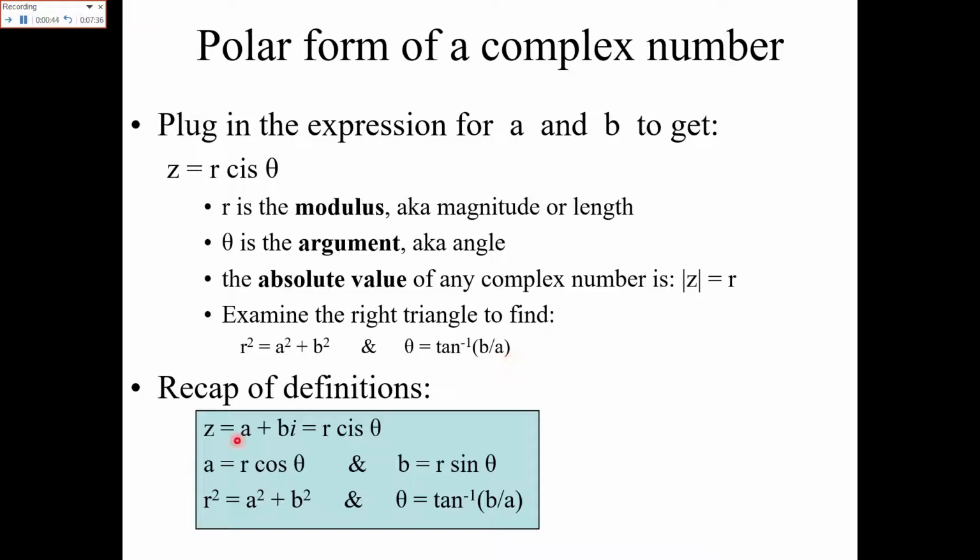So if a number is in the form a plus b iota, you can convert it into r cis theta, where a is equal to r cos theta and b is equal to r sin theta. And how will you determine r? r is equal to the square root of a square plus b square, and theta is equal to tan inverse b over a.